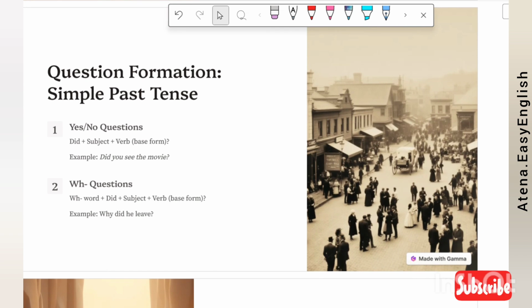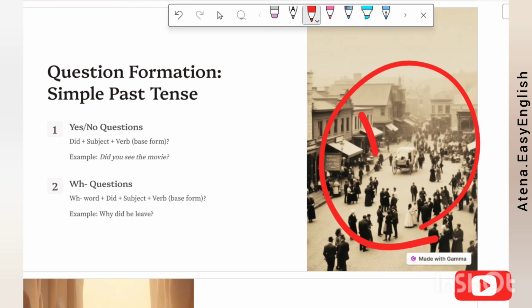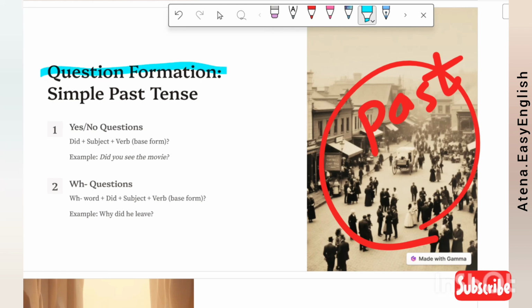And here, look at the picture. It's nostalgic, yes? It's about the past. So now we are going to study question formation of past simple tense. The first is the yes/no.